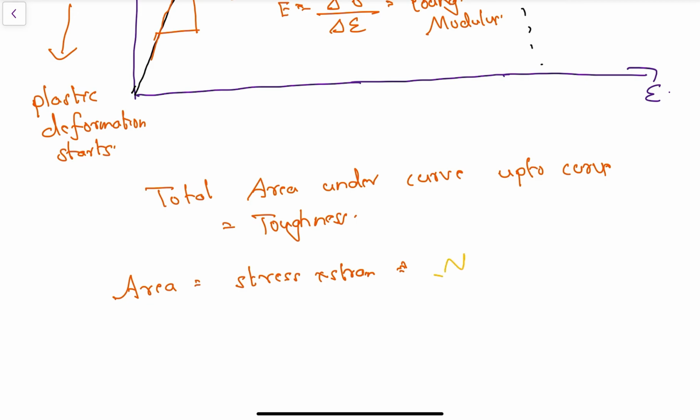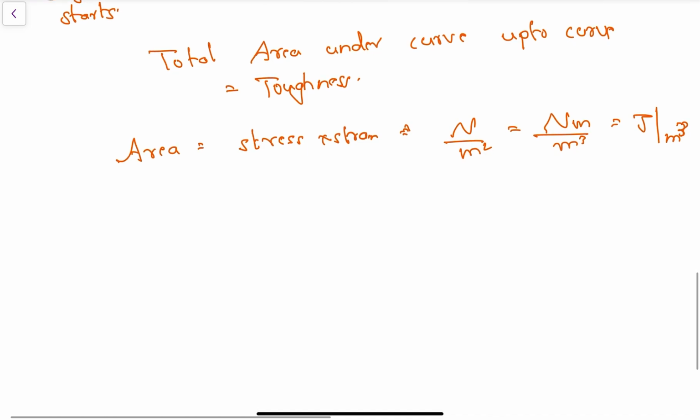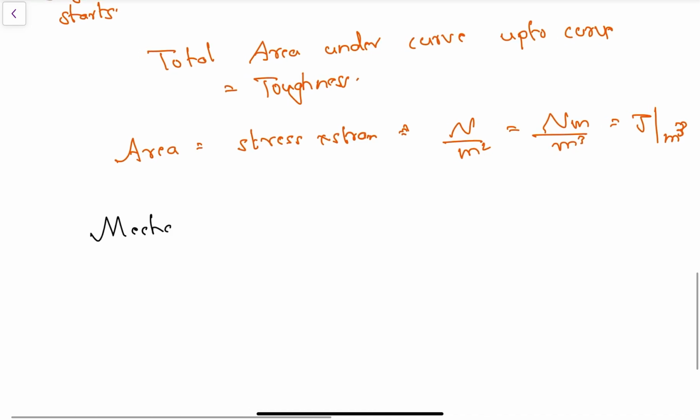Newton per meter square, or you can write it as Newton meter per meter cube. That is joule per meter cube, that is energy absorbed per unit volume. Okay, that is given by the toughness. So let us look at some of the important mechanical properties derived from the stress strain plot.